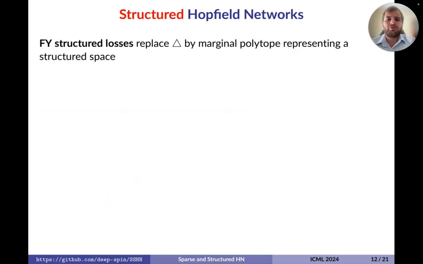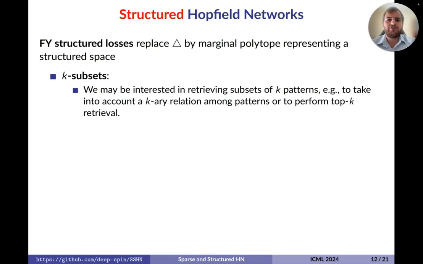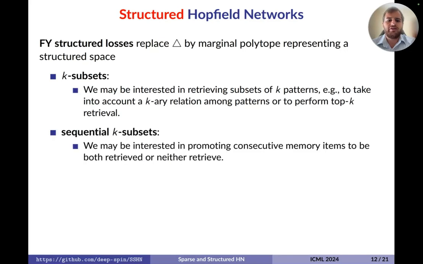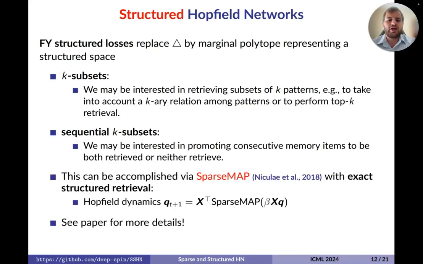In this paper, we also introduced structured Hopfield networks. This follows the same formulation, but now with the simplex replaced by the marginal polytope, representing a structured space. We consider two cases. The first is k-subsets, which favors top-k retrieval. The second is sequential k-subsets, which promotes consecutive items to be either both retrieved or neither retrieved. This can be done with SparseMAP, with exact structure retrieval to pattern associations, leading to Hopfield dynamics with a SparseMAP function. You can see the paper for more details.